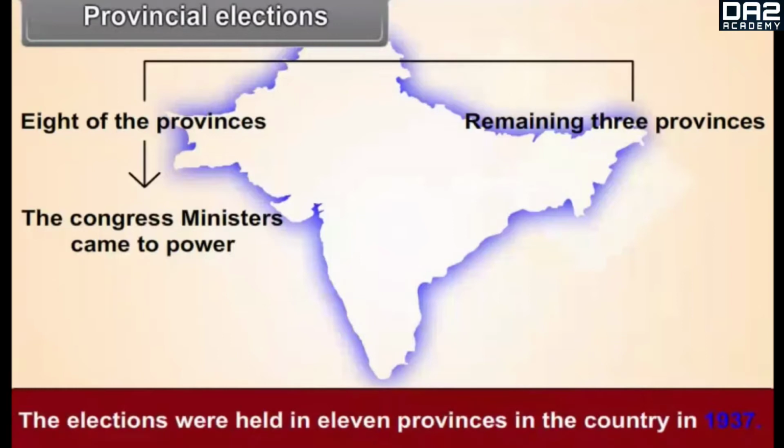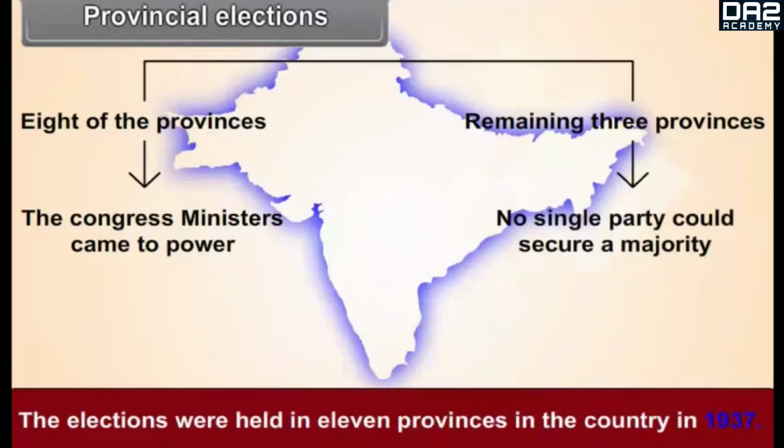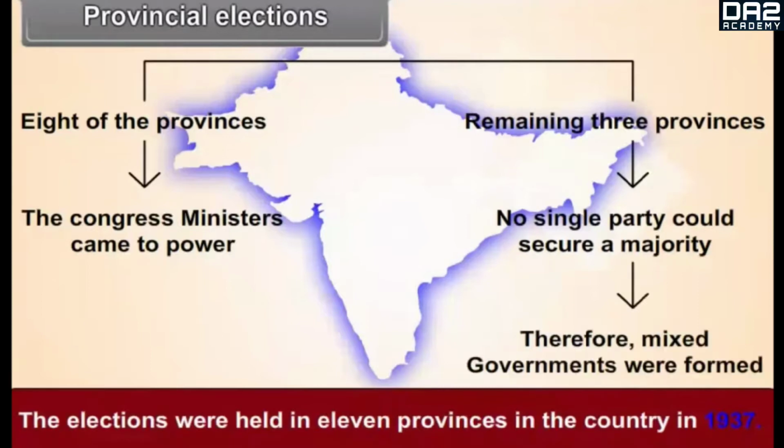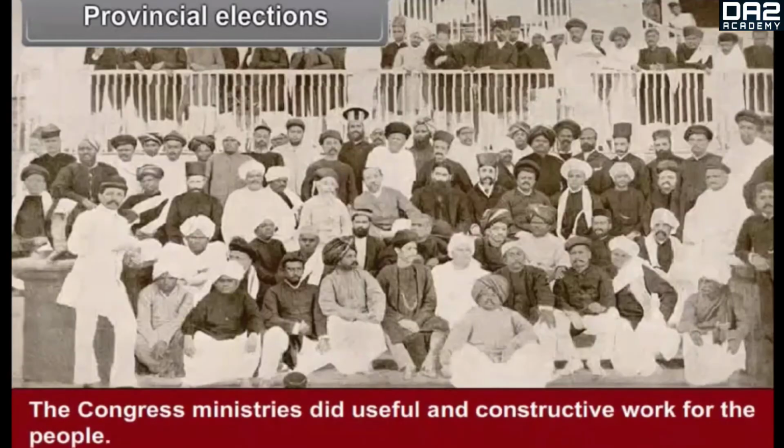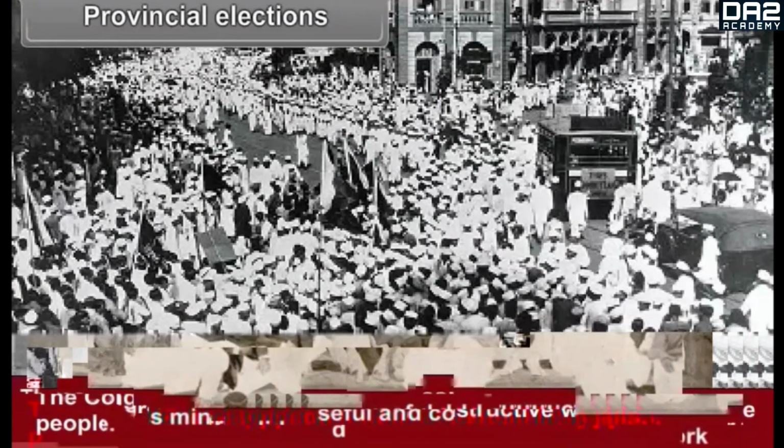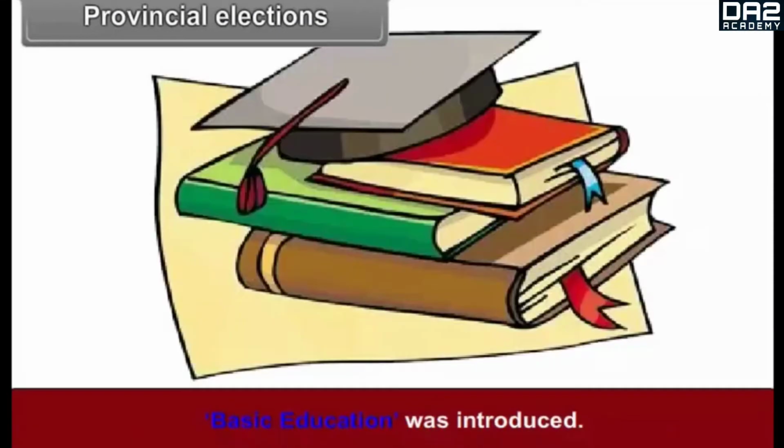The Congress ministries did useful and constructive work for the people. Political prisoners were released from jails. Basic education was introduced. Measures were undertaken to improve the condition of the Dalits. Liquor was prohibited. An act was passed giving debt relief to peasants.